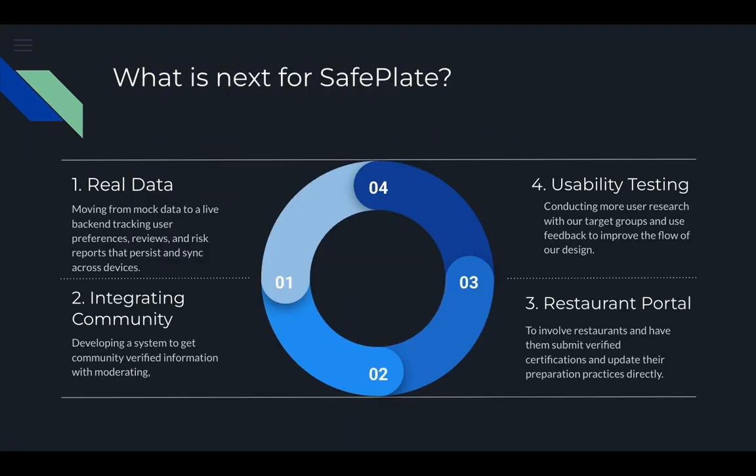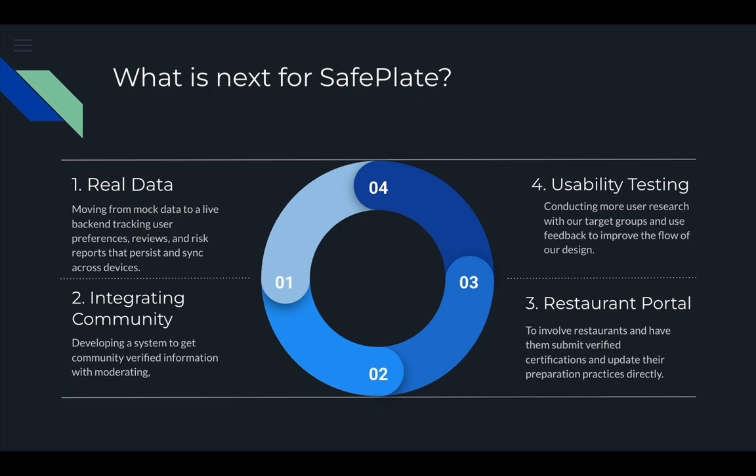Looking forward, there are a few important next steps we're excited about. First, moving from mock data to a live backend, whether that's with Firebase or another service, so user preferences, reviews, and risk reports actually persist and sync across devices. Second, moving to a system that's more community driven so users can get community verified information with moderation. We also want to continue usability testing with the different user groups we identified earlier to validate whether our design really reduces the anxiety and guesswork they experience today.